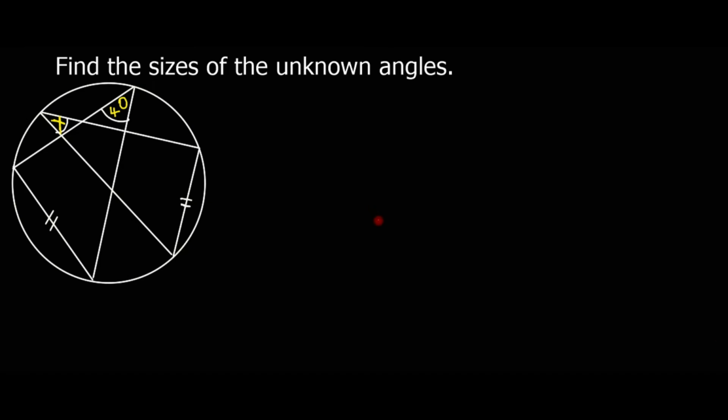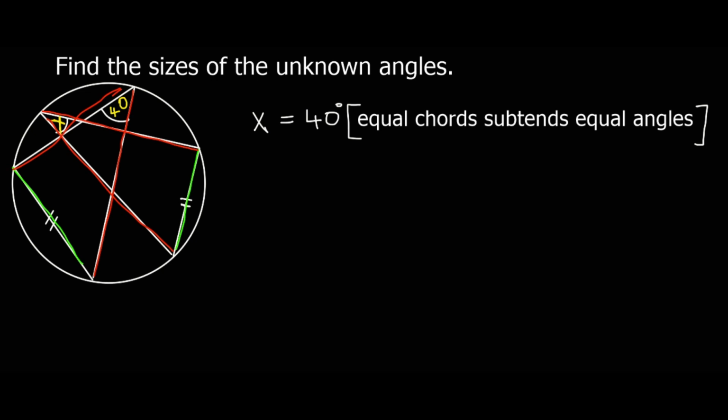And then now a related example. This chord and this chord are equal. And then this chord is subtended at the circumference, and the same as this chord is subtended at the circumference. So the angles are equal, so our answer x is equal to 40. And then the reason: equal chords subtend equal angles.